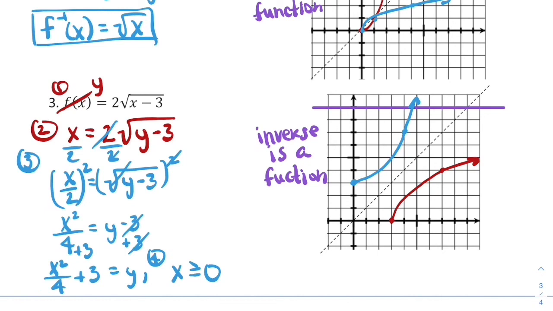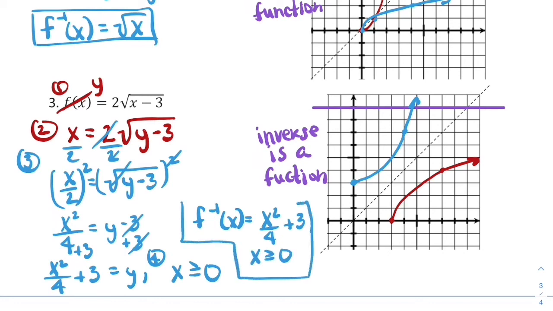Okay, so we can again write this in our inverse function notation. We can say f inverse of x is equal to x squared over 4 plus 3. And again, part of our answer has to be that x is greater than or equal to 0. Okay, so don't forget that part.